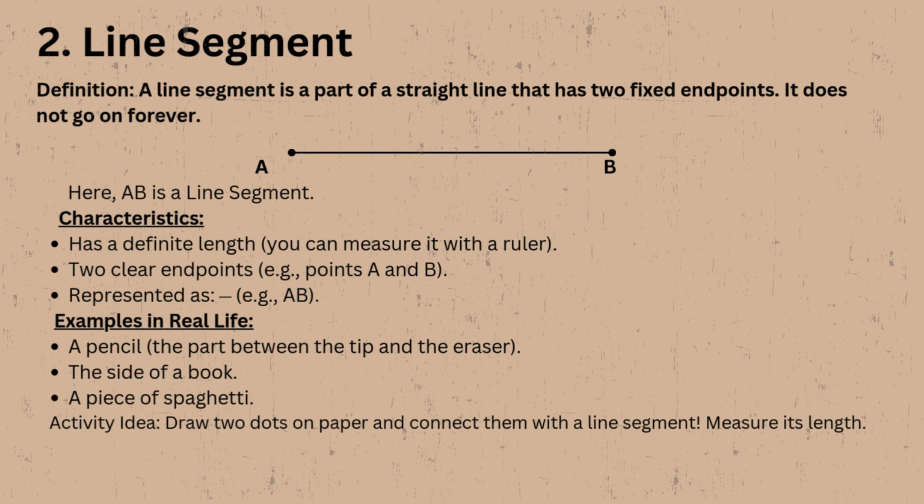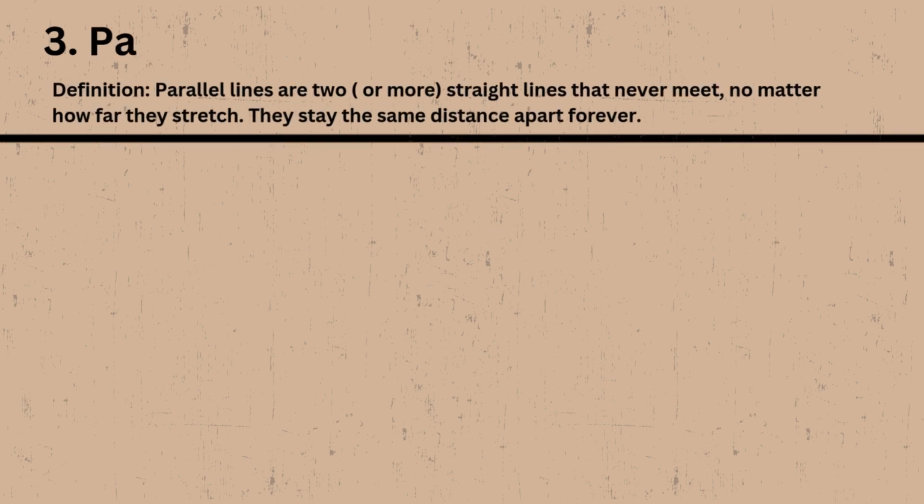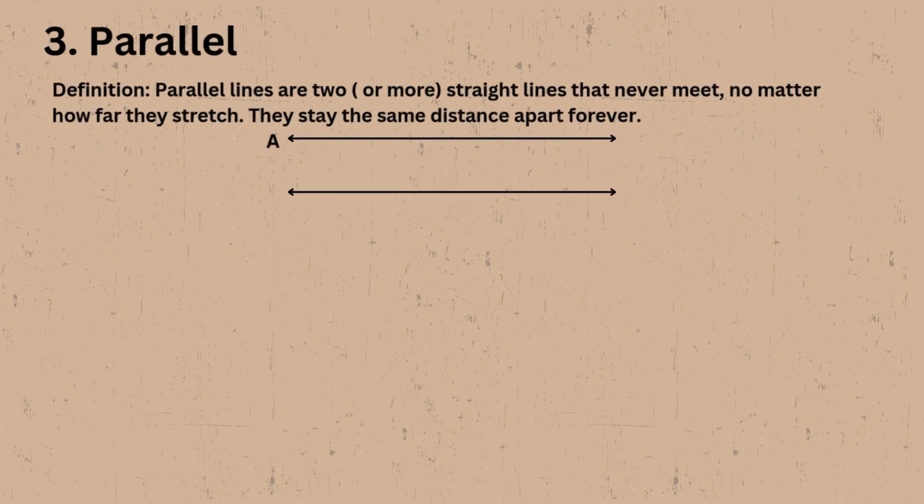The activity idea about this one: you can draw two dots apart and connect them with a ruler. So you will have your own line segment, then measure how long you have drawn the line segment. Now let's talk about parallel lines.